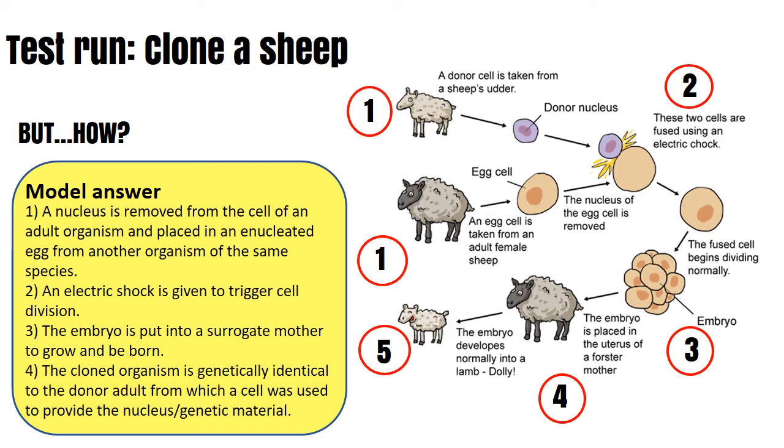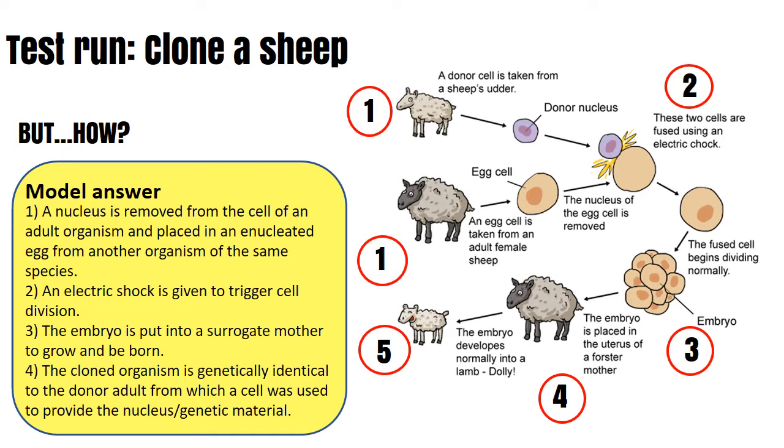And the thing that fuses them together is an electric shock. We give it an electric shock, so that's step 2 now. And not only does this electric shock fuse these two things together, it also kickstarts it into dividing more and becoming a baby, becoming an embryo, which brings me to point 3. So we now have a growing baby. When it's a ball of cells, we call it an embryo.